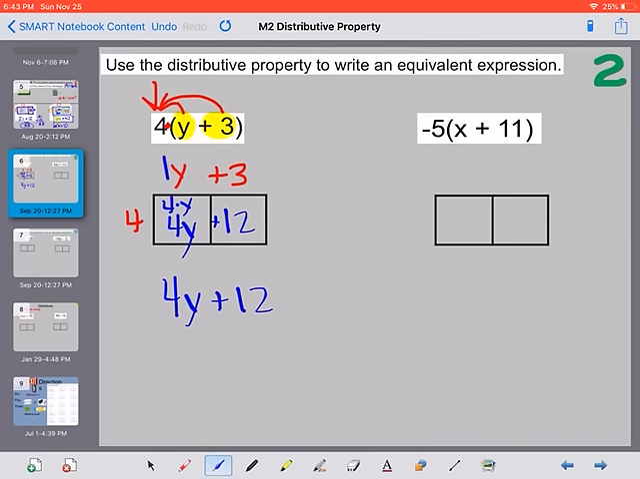And now if you really wanted to put the 1 there, so you knew 4 times 1 is 4, you can, but we still get the same answer. 4y plus 12.